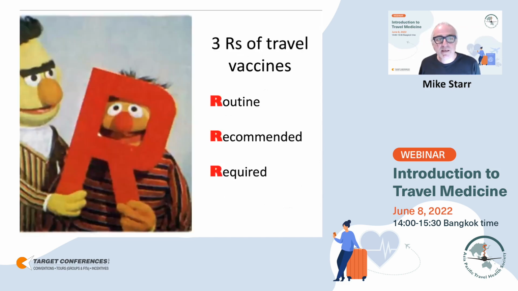Now, when it comes to vaccine preventable diseases and an approach to them in travel medicine, we tend to think of the 3 R's: routine vaccines, recommended vaccines, and required vaccines. The routine immunisation programs in different countries, those vaccines that might be recommended based on where someone's travelling, and then particular vaccines that may be required to cross international borders.